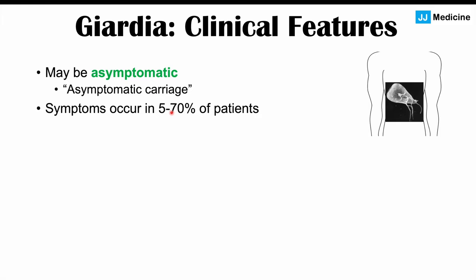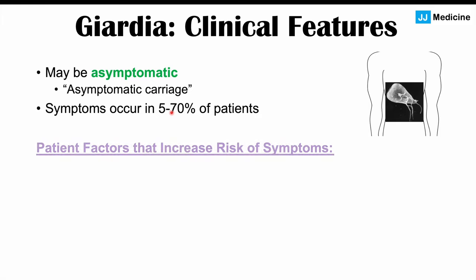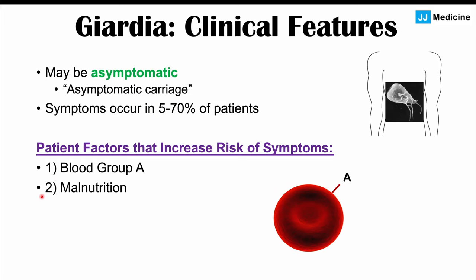from many different sources, we can see that it is potentially a minority of cases that actually have symptoms. And there are particular factors that increase the risk of having symptoms. One of them is, interestingly, if the patient has blood group A or type A. So if they're A negative or A positive, they're more likely to have symptoms of giardiasis. If the patient is malnourished in some way, if they are suffering from malnutrition, they're more likely to have this condition as well. If they have any issues with immune system functioning, they're also at an increased risk.